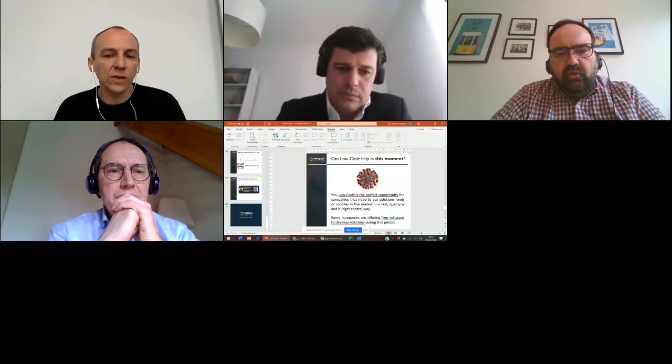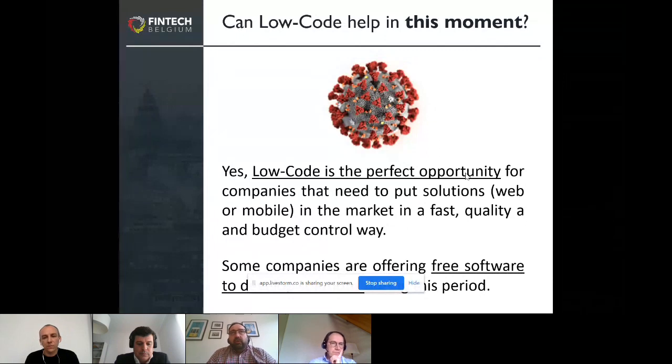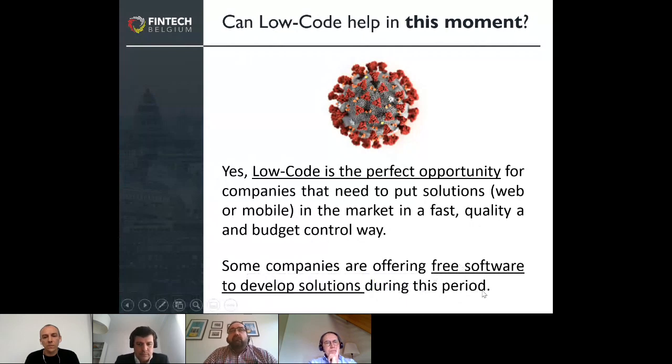If you allow me, I can even show you one of the slides that I had where I was mentioning exactly that. Low code can actually help in this moment. It's a perfect opportunity for you guys that have new needs in terms of developing applications or solutions that need to come to the market very fast, either related to the coronavirus or related to the impact that it's causing, or even considering that there are platforms that are making the software free to develop your solution. So this makes it really interesting in terms of cost efficiencies for you guys to check.